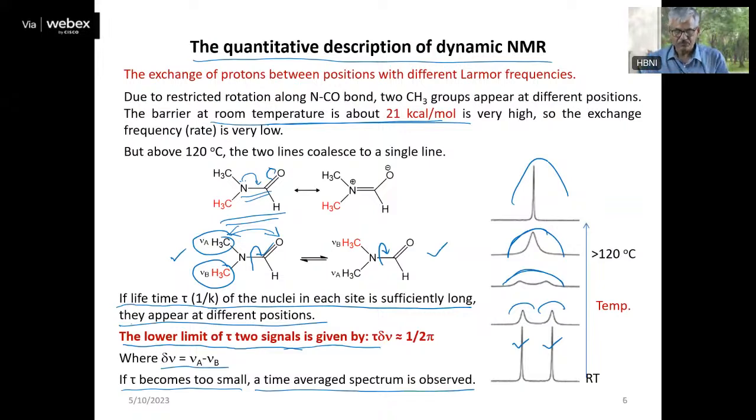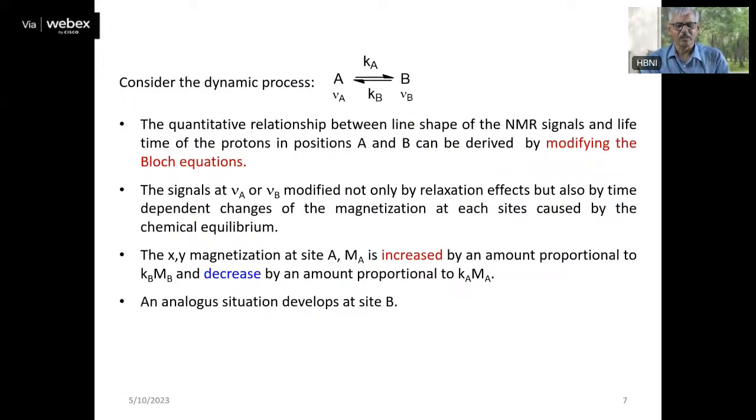Okay. Now let us come to a general dynamic process, A to B. The chemical shift value is nu A for A and nu B for B, and these are the respective rate constants: Ka from A to B, and B to A is Kb.